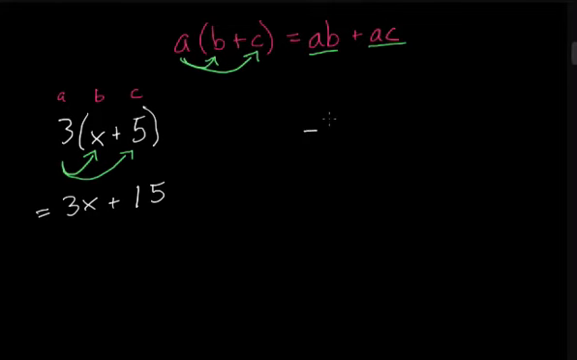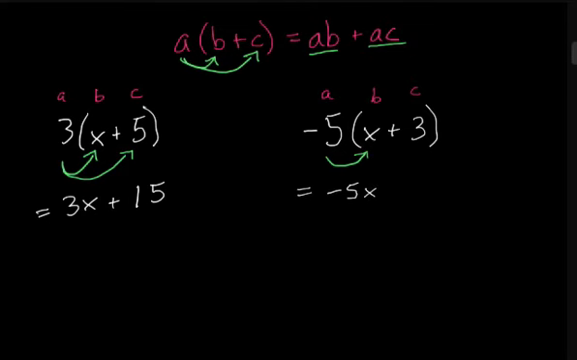So let's take another example. Let's say we had negative 5 times the sum of x plus 3. All right, negative 5 is like our a, x is like our b, and 3 is like our c. And now we can start distributing the outside term. Negative 5 times x equals negative 5x. And negative 5 times 3 is just negative 15.